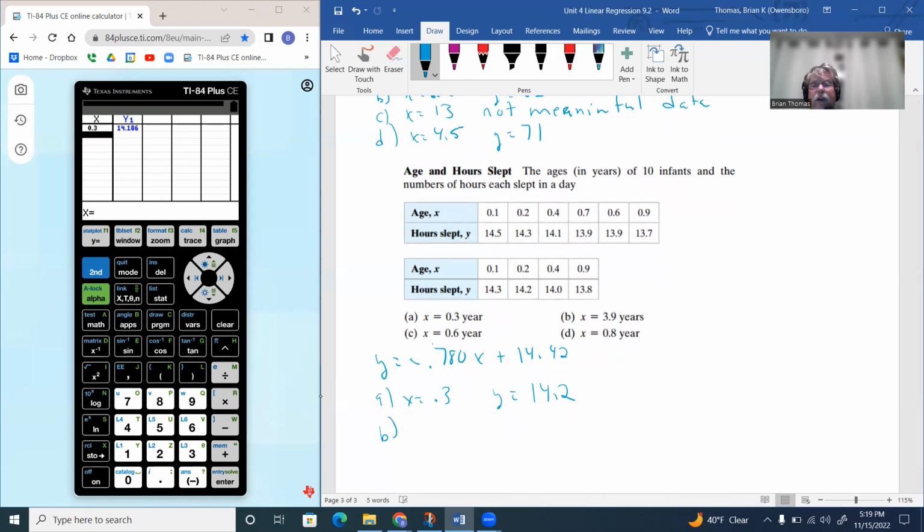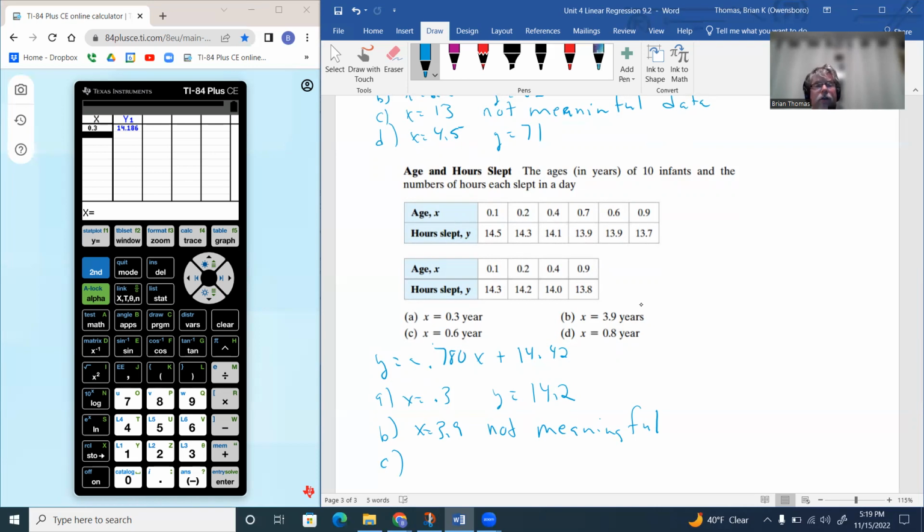B, we have X equals 3.9 years. Notice that our range, though, our smallest value was 0.1 and our biggest value is 0.9. 3.9 years is way out of our range, so this will be not useful or not meaningful. We didn't really test out that far, so it wouldn't be a very good predictor for that.